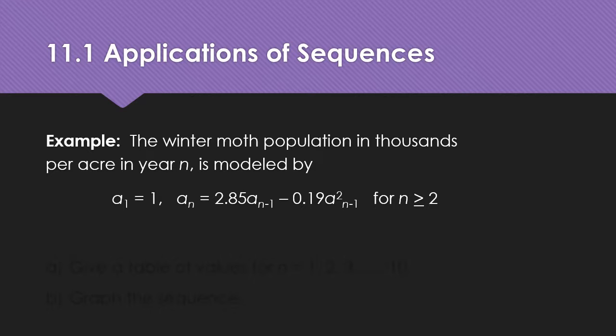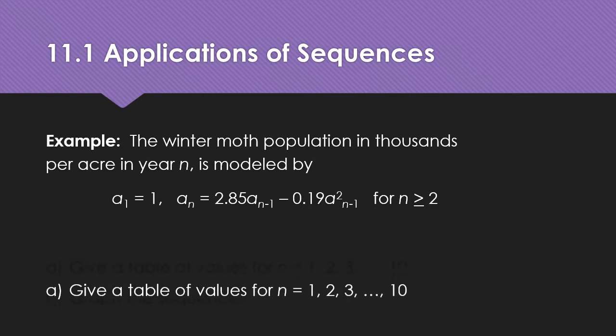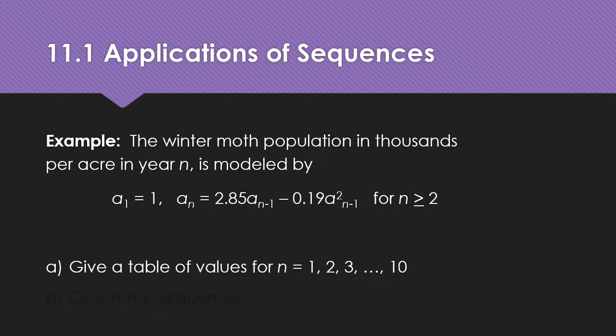Here's what you're going to do. You're going to give a table of values. You're going to find this from 1 through 10, and then you're going to graph the sequence. And remember, graphing a sequence is not a line, it's a set of points. Pause the recording, give this a try, and resume to check your answer.